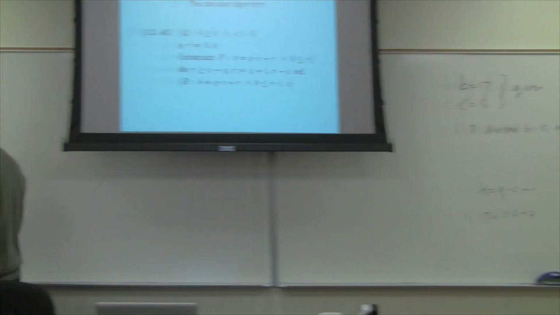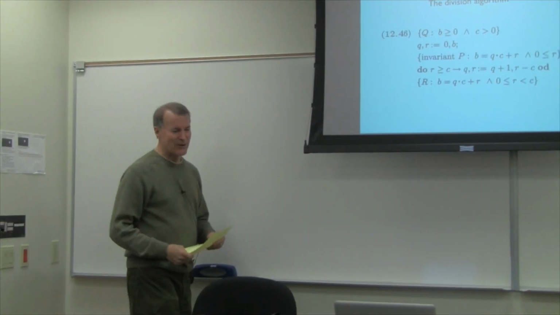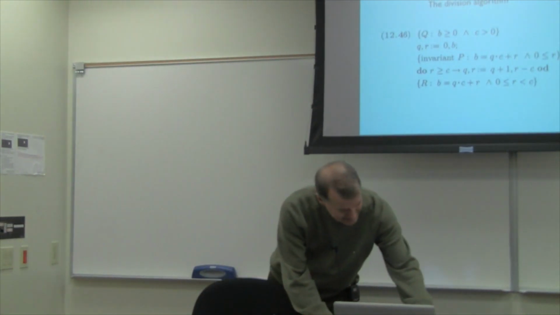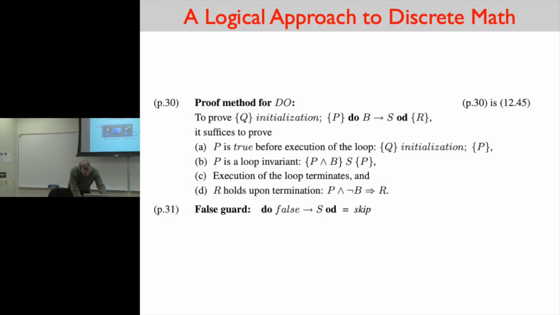All right. So let's take a look at our little checklist before we go on. Remember, we have 4 things on our checklist. Our checklist in P.30 is a proof method for do. It's the same as 12.45 in the book. First of all, we have to prove the initialization is correct, so Q implies WP of the initialization with respect to P. That's part A. And then for part B, we have to show that P is a loop invariant, so P and B.